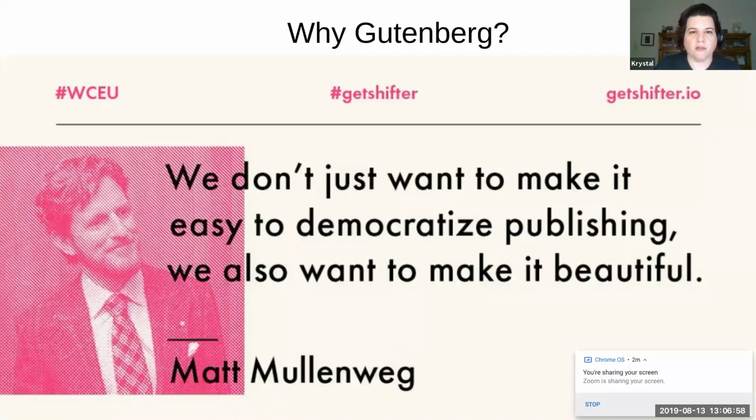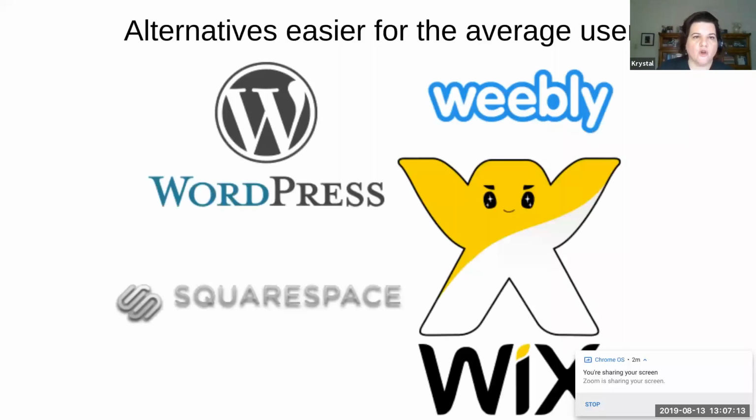So, why Gutenberg? People are like, what was wrong with the old system? We loved it. I'm used to it. I'm too busy to learn a new system. Matt Mullenweg said, we don't just want to make it easy to democratize publishing. We also want to make it beautiful. So a lot of people would go and try to use WordPress, people who don't know HTML or CMS, and they'd be totally frustrated. I set up a WordPress site for my church.